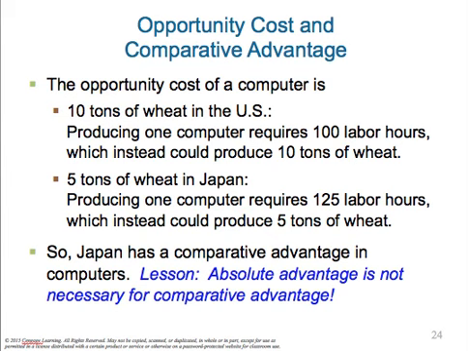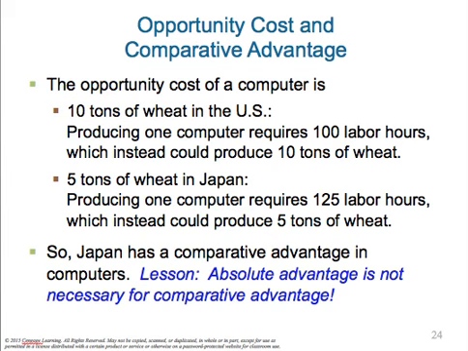In Japan, the opportunity cost of producing a computer is only 5 tons of wheat. Producing one computer requires 125 labor hours, which instead could be used to produce 5 tons of wheat. So the trade-offs are different. So Japan has a comparative advantage in computers. What's the lesson here? Absolute advantage is not necessary for comparative advantage. Why? Because comparative advantage is not looking at absolute cost, but at opportunity cost.